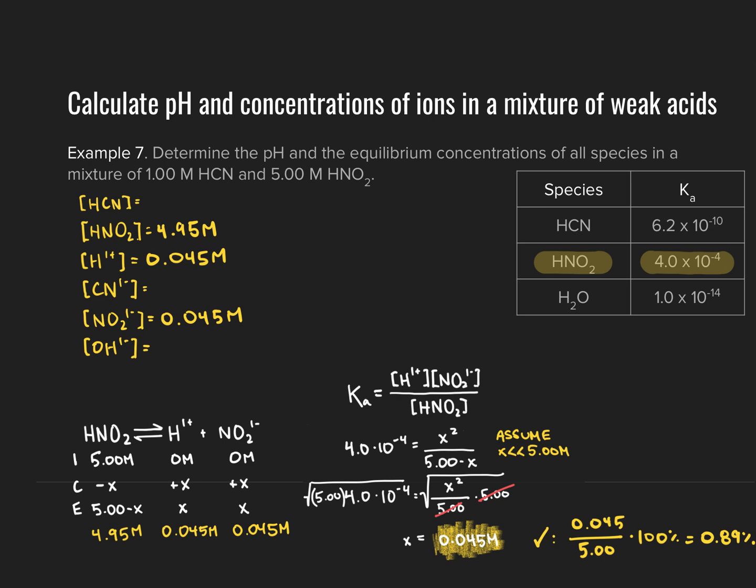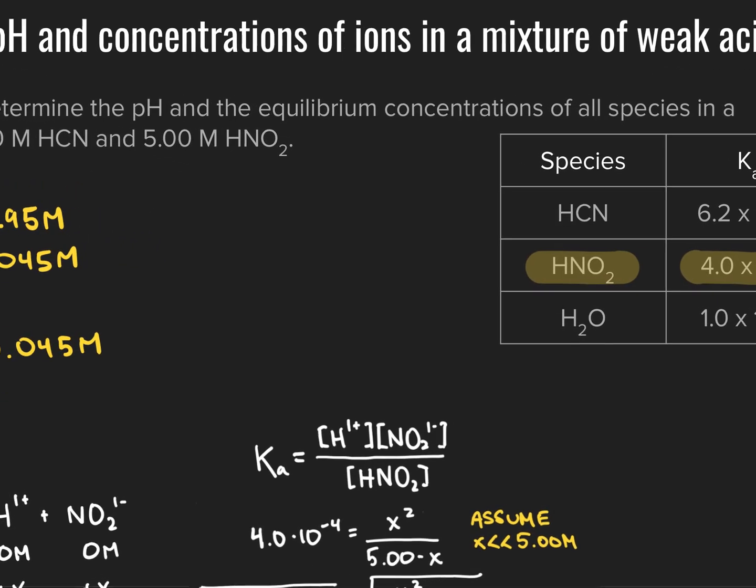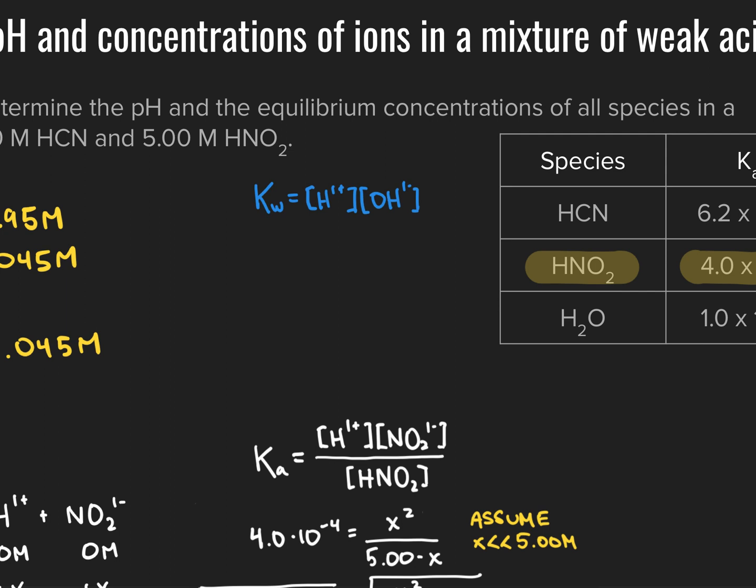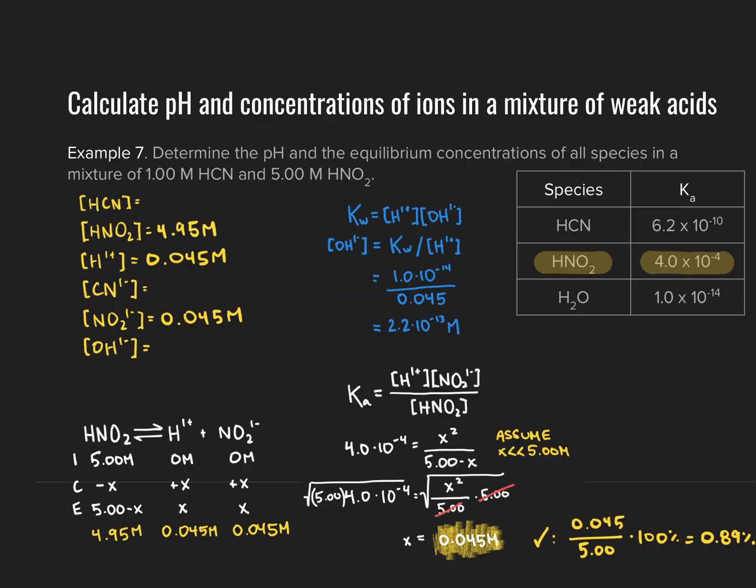Now that I know the hydrogen ion concentration, I'm also able to calculate the hydroxide concentration by using the value of Kw as my calculation tool. My Kw is equal to the concentration of hydrogen ion times the concentration of hydroxide ion, which when rearranged gives me now a concentration of hydroxide ion equal to Kw divided by the concentration of H+. That would be equal to 1.0 times 10 to the negative 14 divided by my hydrogen ion concentration of 0.045, which comes out as a value of 2.2 times 10 to the negative 13 molar. So I can now fill in my concentration of hydroxide ion as well, and we're in pretty good shape moving forward.